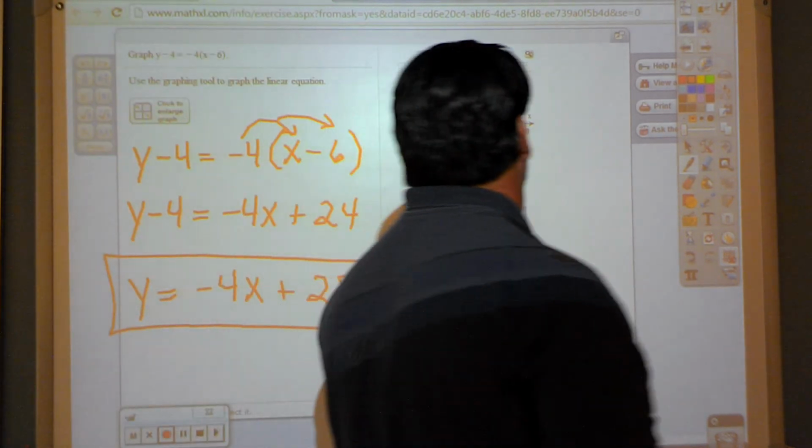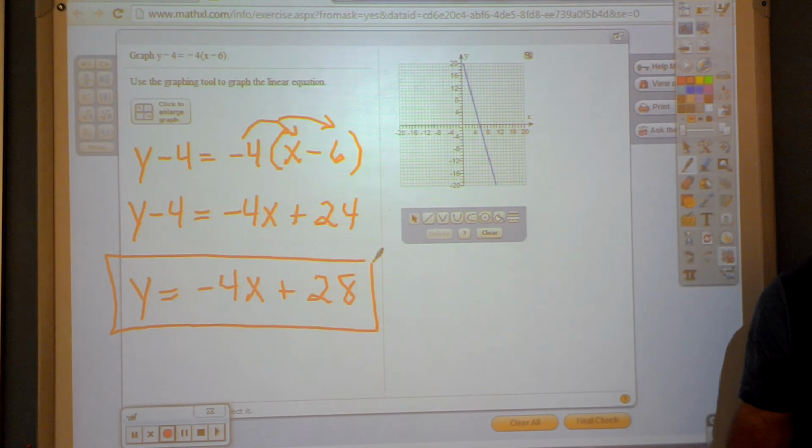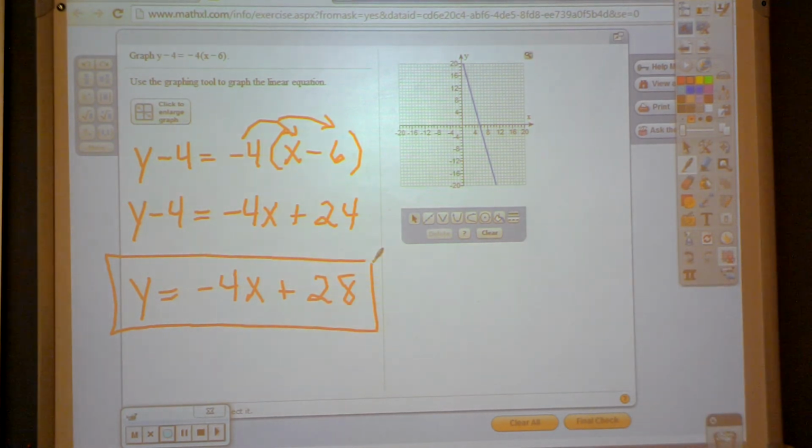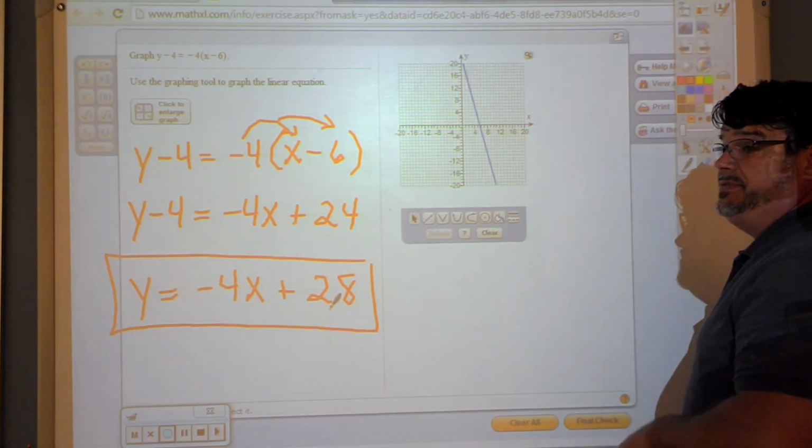So use whatever method you want to. I would not use the intercept method. Somebody tell me why. Because your y-intercept is too big. The y-intercept is what? 28. What does your graph go up to? 20. So I would not use method 2. I would use method 1 or 3. And I would not use method 3 because, again, the y-intercept is too big. So that leaves us with method 1.